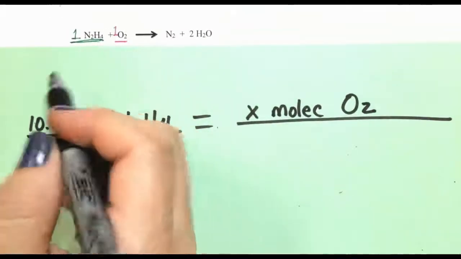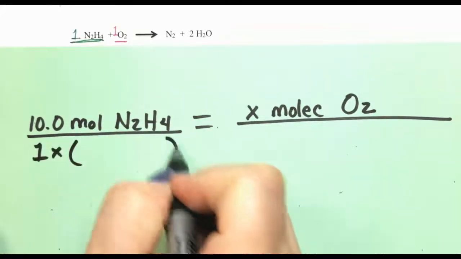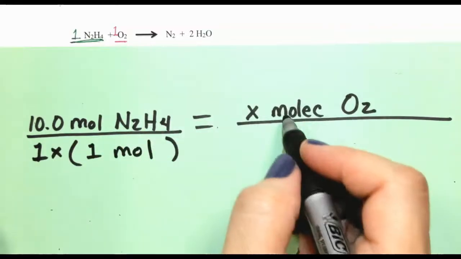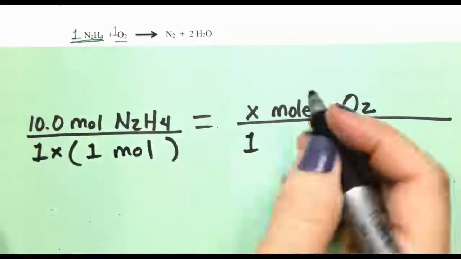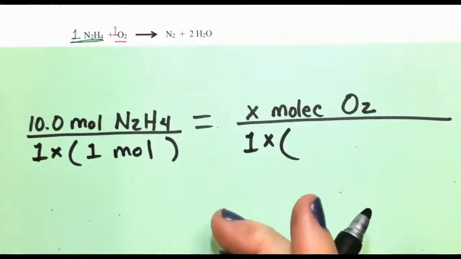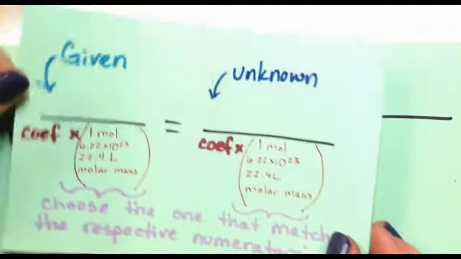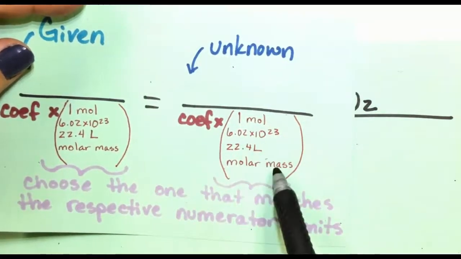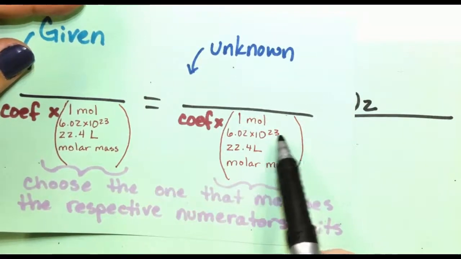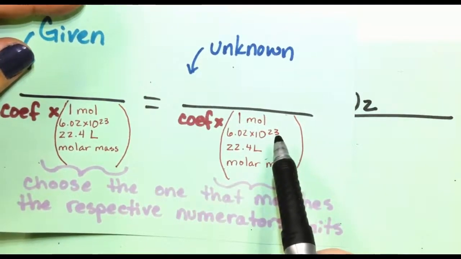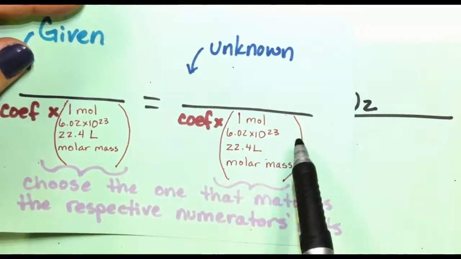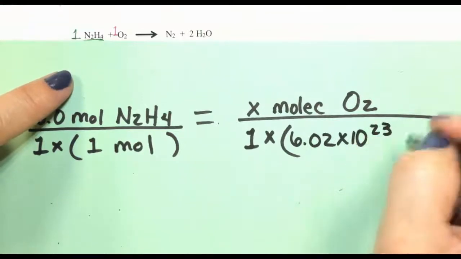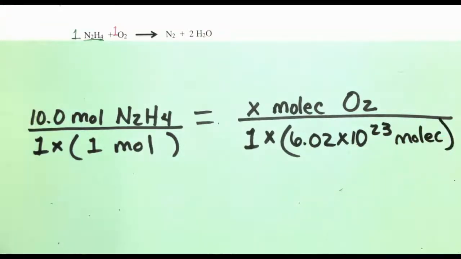I'm going to put the coefficient of hydrazine here times, because that says mole, I'm going to put 1 mole in these parentheses. Over here, my coefficient is 1 times, and what am I going to put in the parentheses here? This says molecules. So which of these is molecules? It's not mole, it's not liters, molar mass is grams, so this one is going to have to be molecules. This is Avogadro's number, and it could be formula units, atoms, or molecules. So we're going to put 6.02 times 10 to the 23rd, and that's molecules in the parentheses.